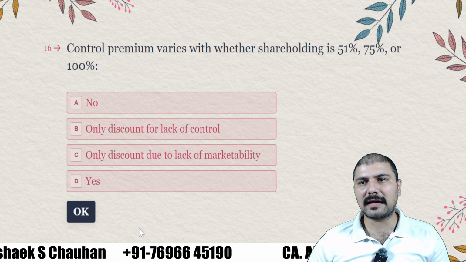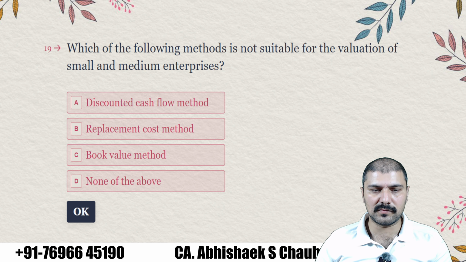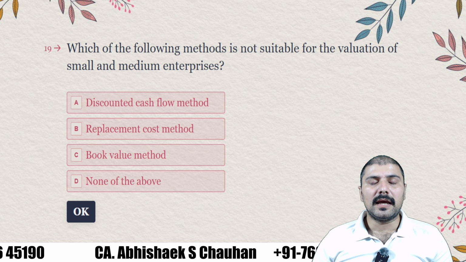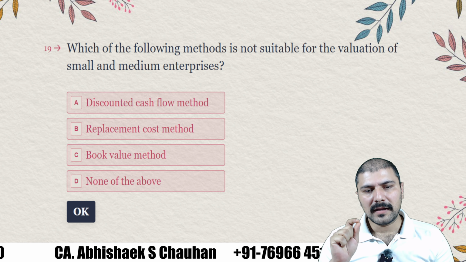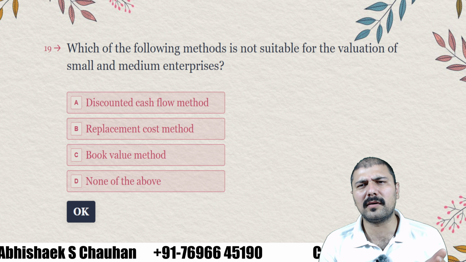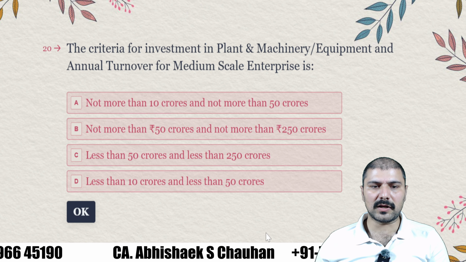Okay? Which of the following method is not suitable for valuation of small and medium enterprises? Number one is discounted cash flow method. Obviously, this is useful. Replacement cost method, book value method, none of the above. Here, we have to analyze a little bit more that replacement cost. Now, a small and medium scale industry is just set up, right? So there might be very low amount of assets or so. So it is not usable that you should use the replacement cost method. That is not a best method to use in this kind of valuations. So the correct answer for this will be replacement cost method.